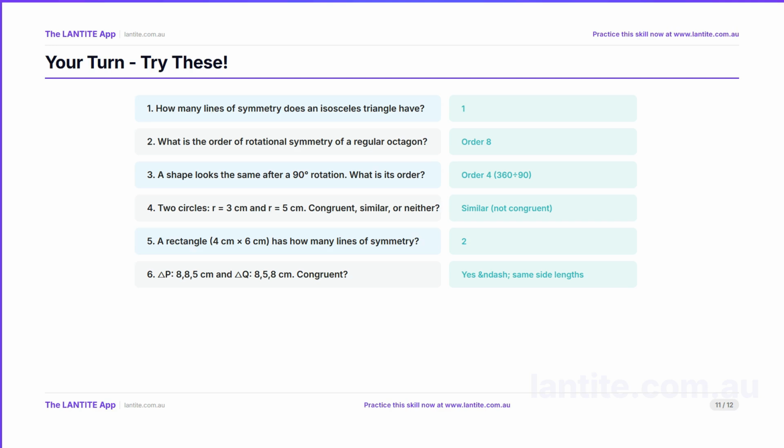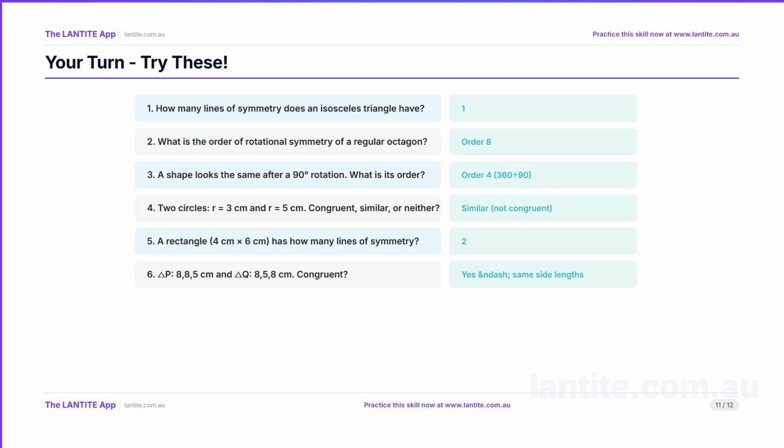Now it is your turn. Pause the video and try these 6 problems. Problem 1. How many lines of symmetry does an isosceles triangle have? Problem 2. What is the order of rotational symmetry of a regular octagon? Problem 3. A shape looks the same after a rotation of 90 degrees. What is its order of rotational symmetry? Problem 4. Are 2 circles with radii 3 cm and 5 cm congruent, similar, or neither?